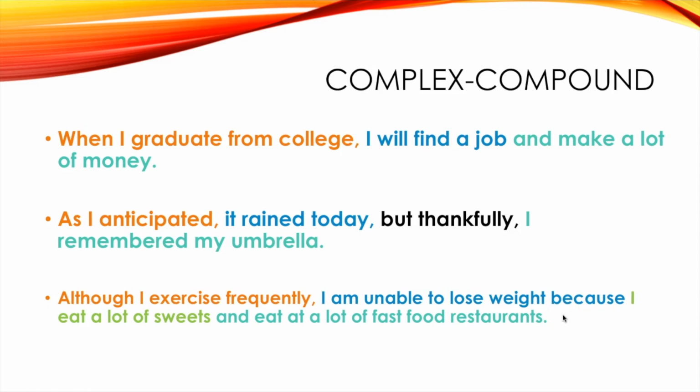Okay, so now we have our third example, which looks a little bit more complicated because we have four different colors. Okay, so the first color, again, the orange, is our dependent clause, while the next three colors are independent clauses. So first, although I exercise frequently, I am unable to lose weight because I eat a lot of sweets and eat at a lot of fast food restaurants. So our first independent clause, I am unable to lose weight. Okay, then we have our conjunction because, and our next two independent clauses, I eat a lot of sweets and I eat at a lot of fast food restaurants.